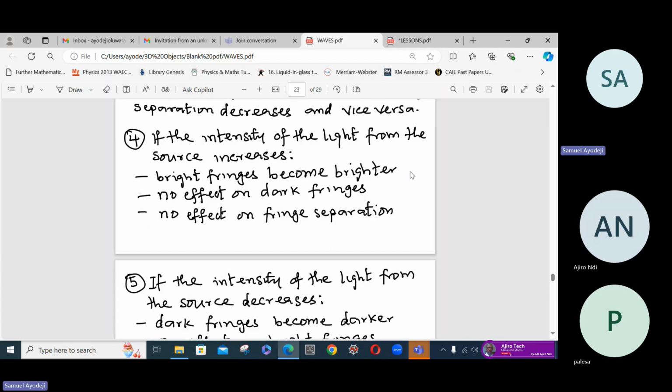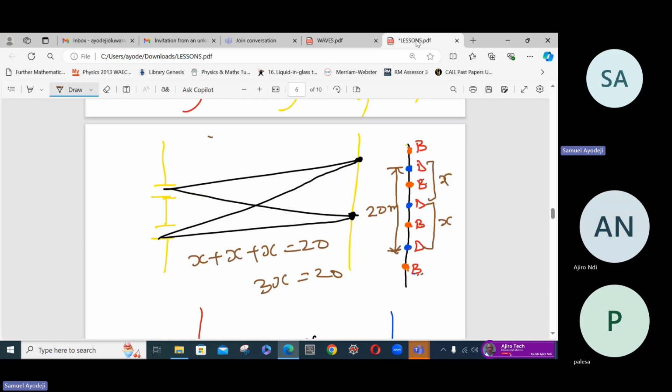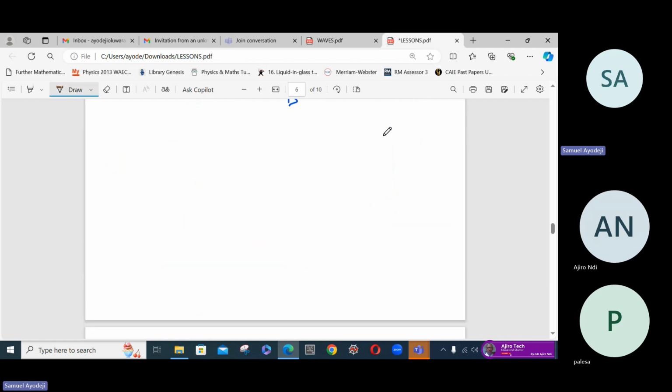For number 4, the waves coming from the source might have the same amplitude or the same intensity. Amplitude and intensity are related. That was the earlier one, not part of where you wanted us to start, but let me quickly give it out. Intensity varies as the square of amplitude.